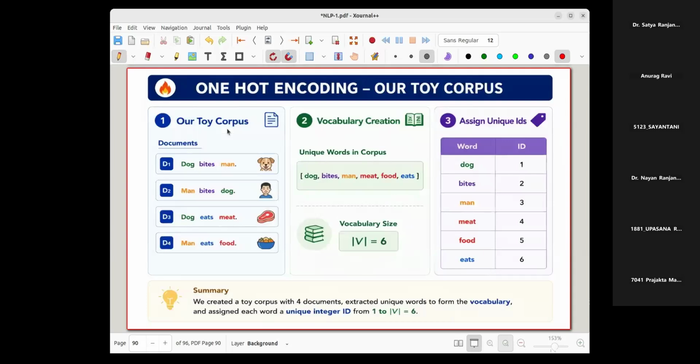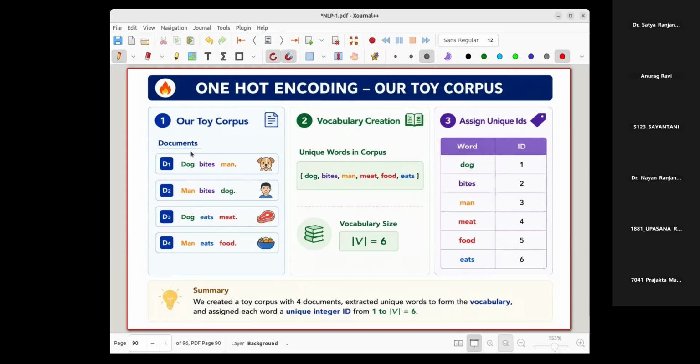Let's say I have a toy corpus which has 4 documents: D1, D2, D3 and D4. The first document is "dog bites man". Second document, "man bites dog". Third document, "dog eats meat". Fourth document, "man eats food". So my corpus, my data set, contains these 4 sentences.